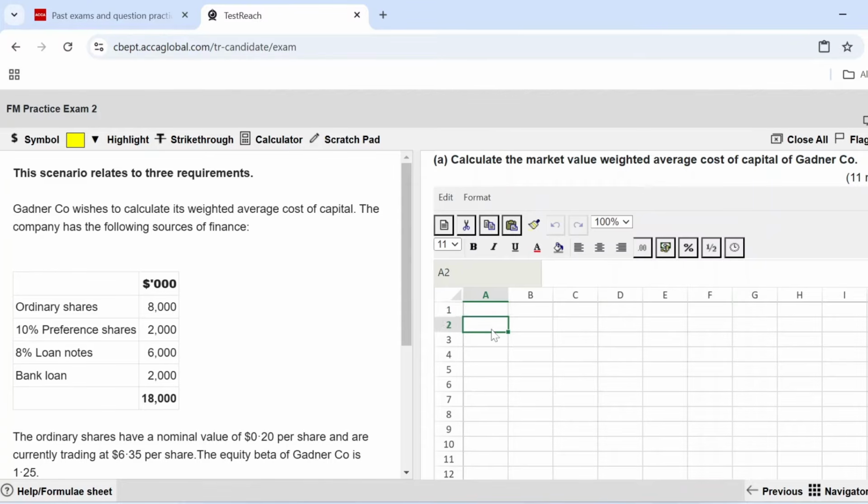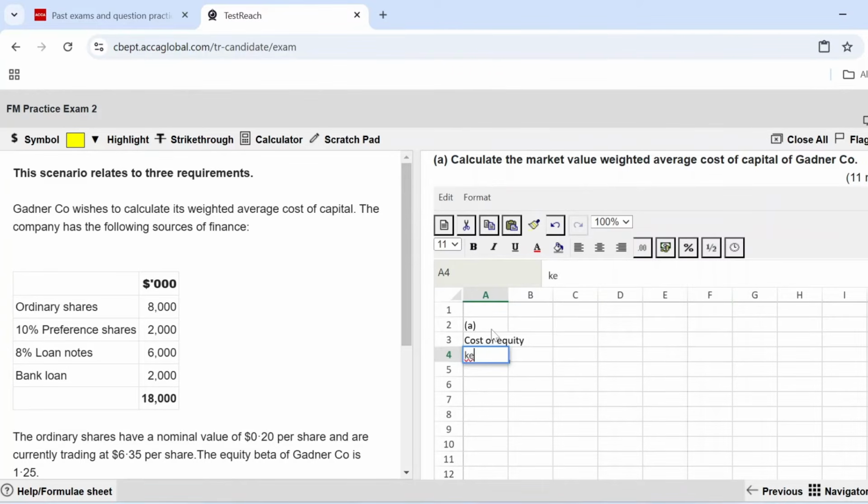Now let us get on to solving the very first requirement, which requires us to find out the market value weighted average cost of capital of Gadner company. Now we are going to first get started with the costs and then we will find out the market value. So let's first find out the cost of equity. With respect to the cost of equity, we are simply going to use the CAPM model.